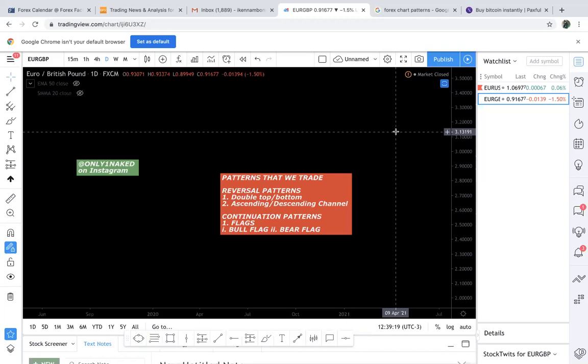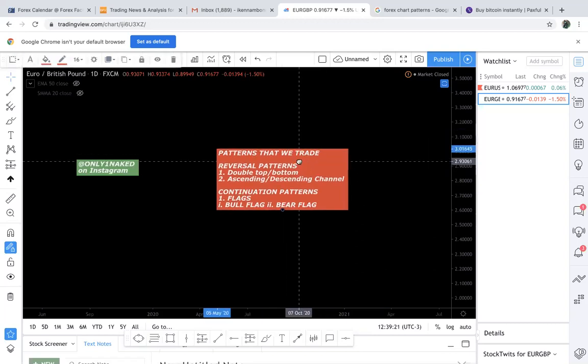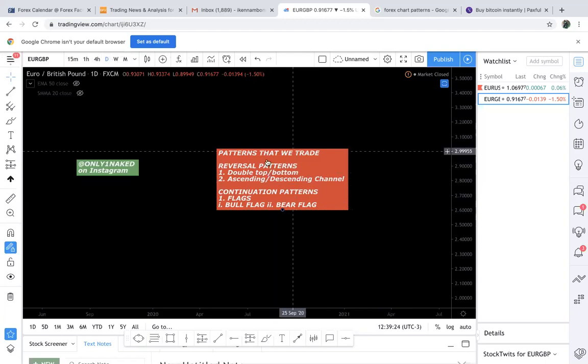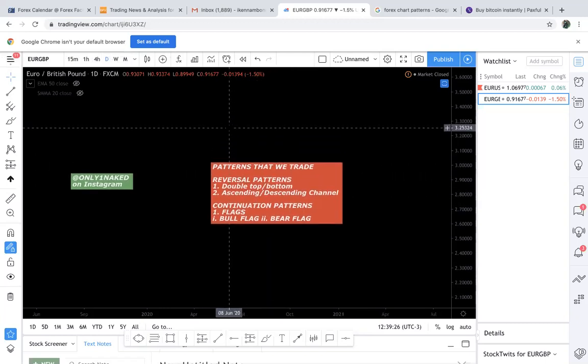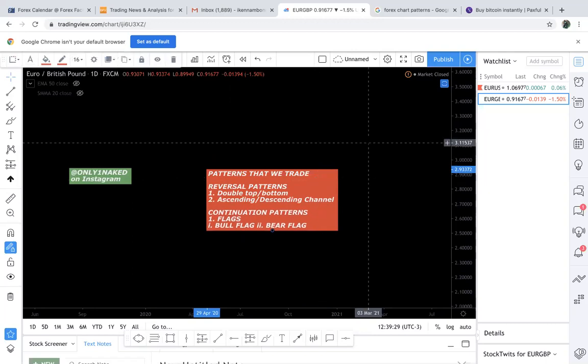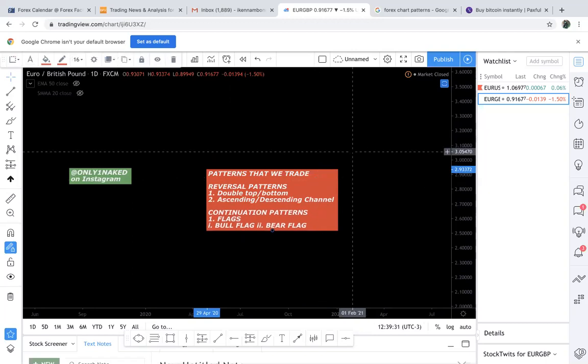So we don't trade all patterns. The patterns that we focus on are the ones that are right here. Before I get started, patterns is more like how price tends to move, because price tends to create a certain particular way of movement before it moves up, before it moves down, before it reverses. Looking at previous charts, we see patterns that have already happened in the market, and these patterns tend to repeat themselves over and over again.